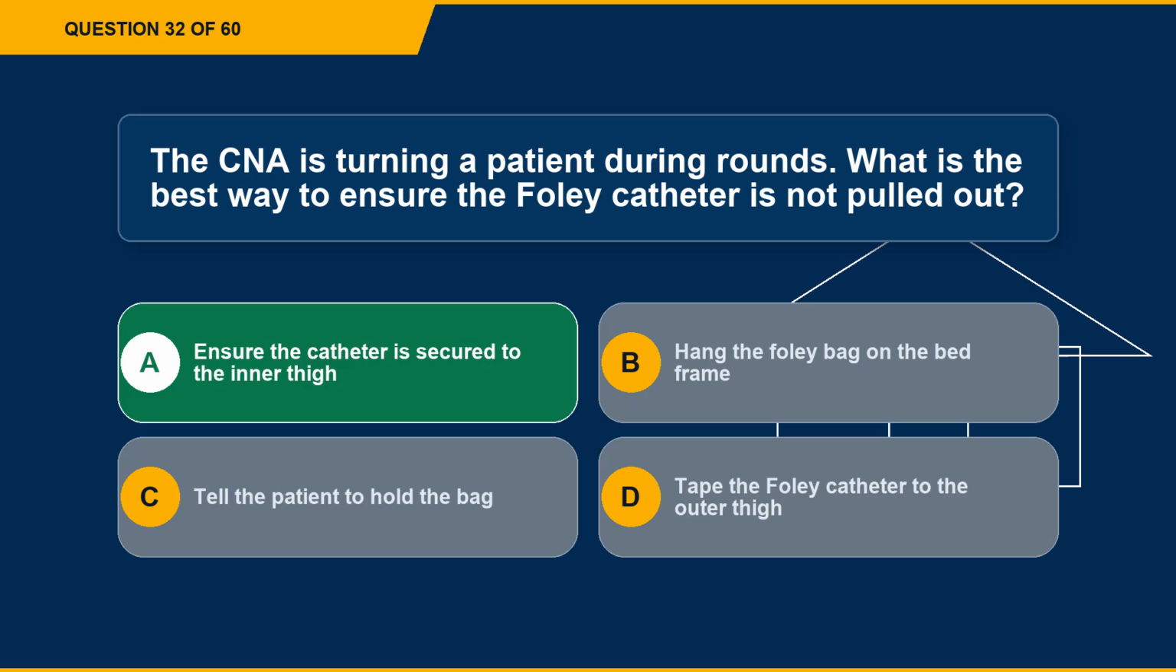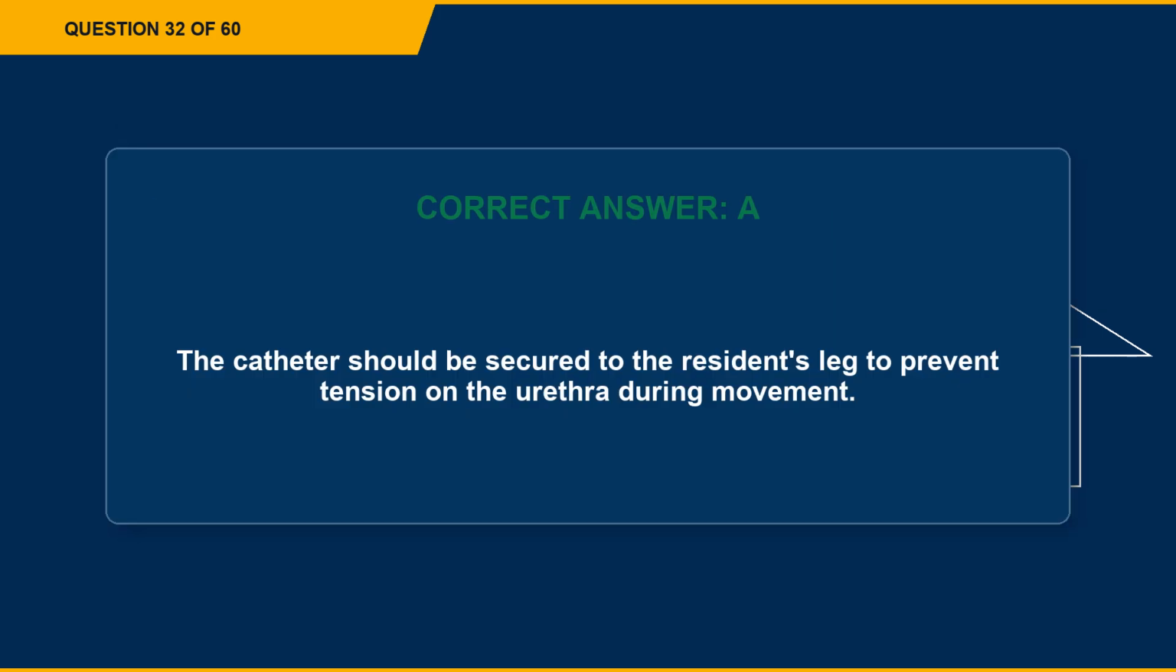The correct answer is option A, ensure the catheter is secured to the inner thigh. Explanation. The catheter should be secured to the resident's leg to prevent tension on the urethra during movement.